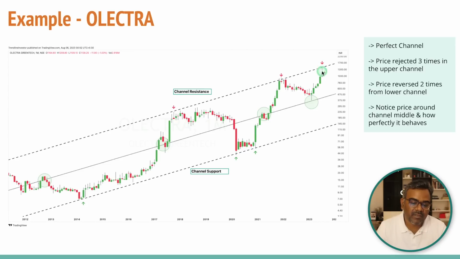The price again rejected from here, and now this is a valid channel. So if you find price coming back towards the zone, it's probably a good entry point. Like you see, the price came here, formed a nice long lower wick, and the price reversed. So that's a very good example.